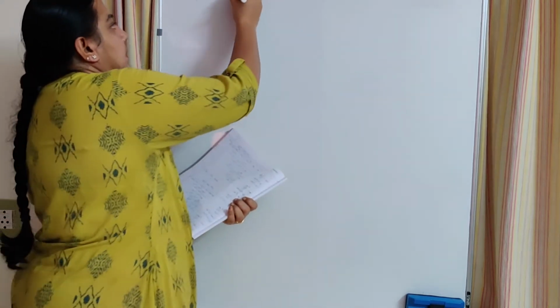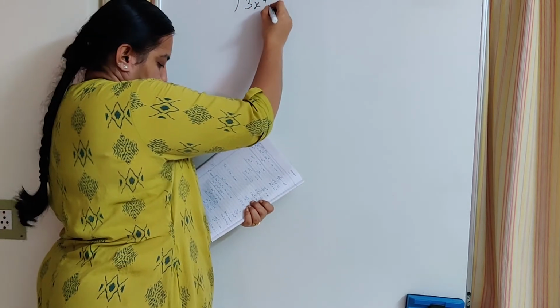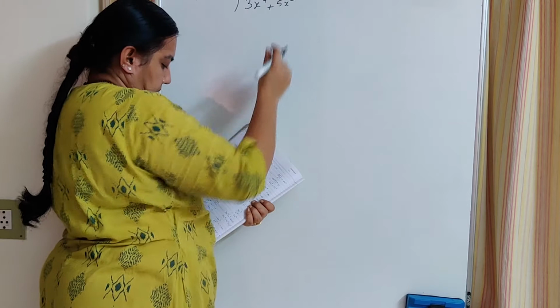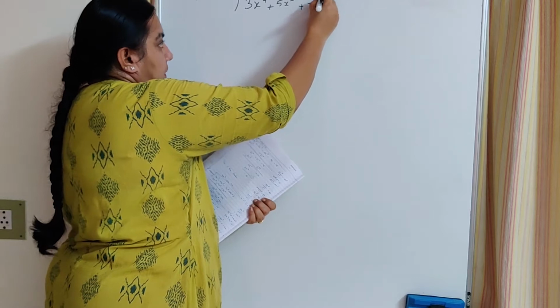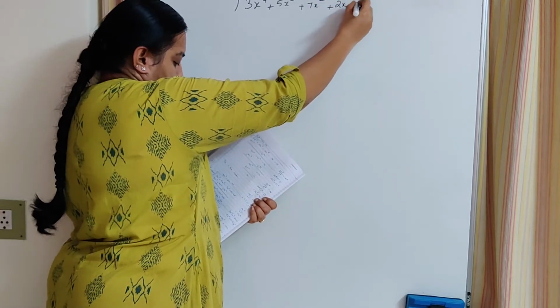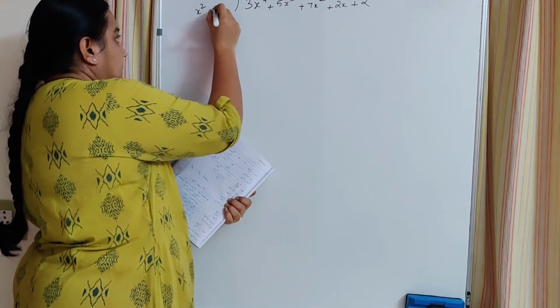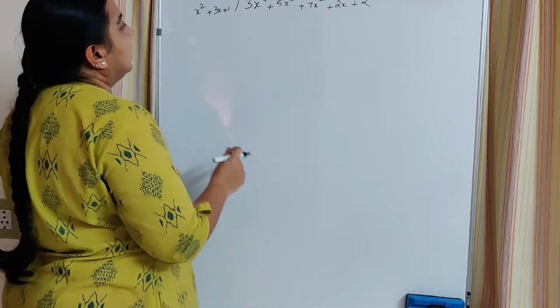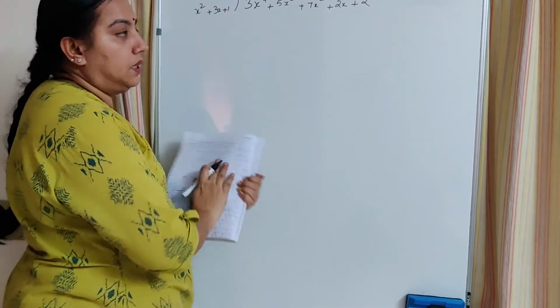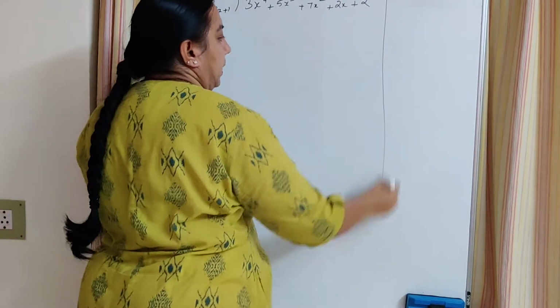Okay. The second sum, the second main. The dividend is going to be 3x power 4 plus 5x cube plus 7x square plus 2x plus 2, and it's divided by x square plus 3x plus 1. Okay. And we are checking whether everything is arranged in descending order. Yes, all the degrees are arranged in descending order. So we are going to continue with the division.